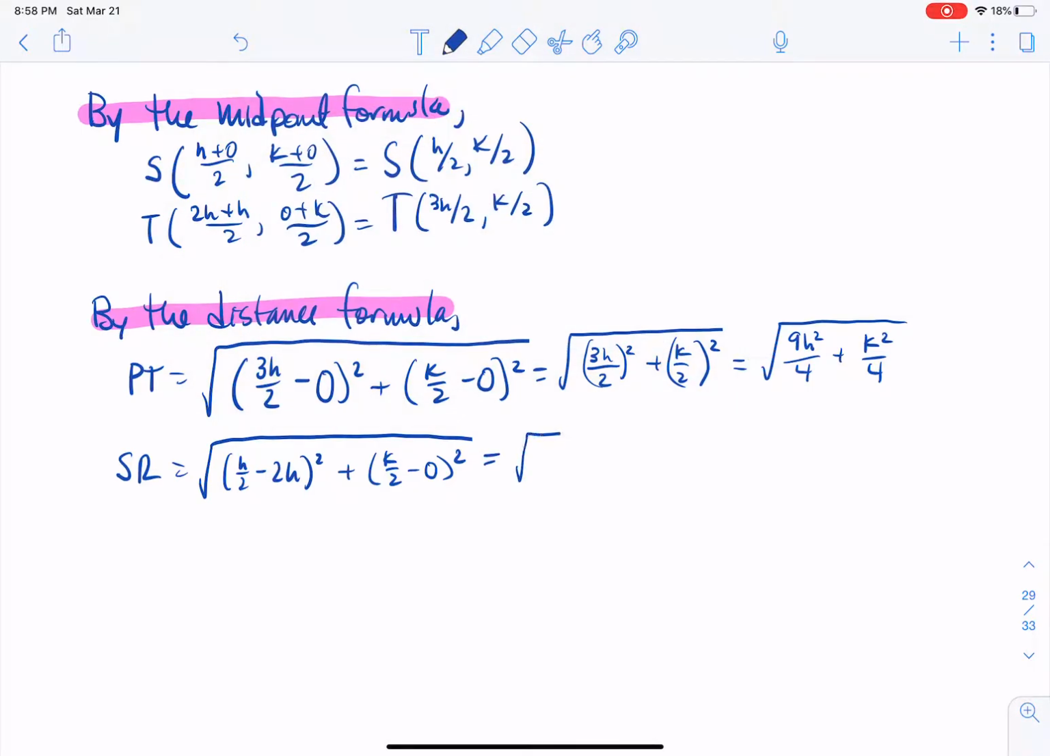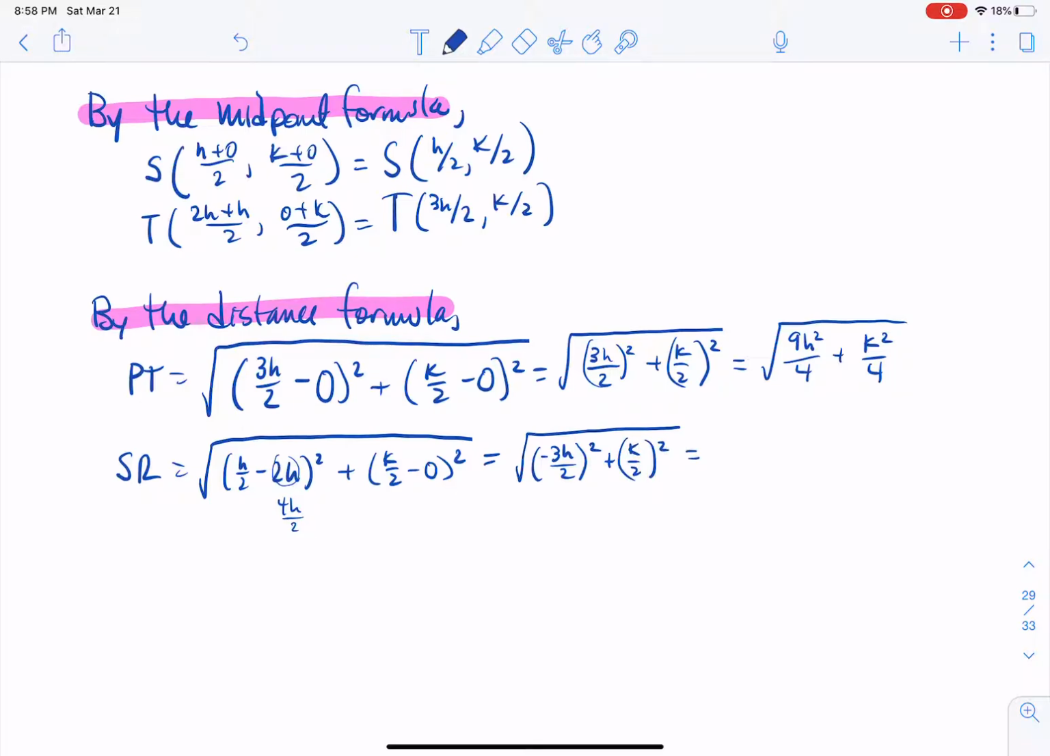So I have H over 2 minus 2H. I want to think of this with a common denominator, which would be 2, so I multiply this by 2 over 2. It's 4H over 2. And I'm going to subtract away this H over 2, which makes 3 of them. And it's actually negative. Not that it's going to matter, because I'm going to square that. And then the other one does a whole bunch of nothing when I subtract 0.